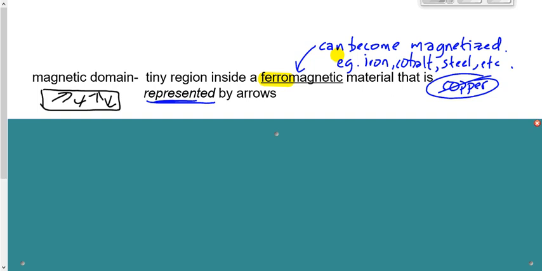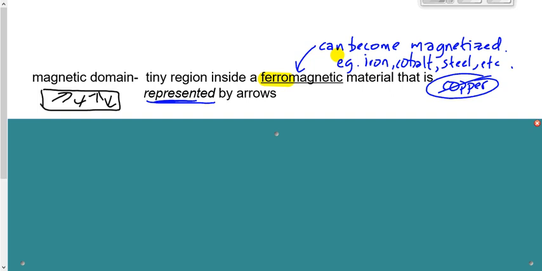So, although you wouldn't see arrows if you looked at it under a microscope, we can represent the similarities of spin with arrows. Normally, when we look at a ferromagnetic material, those domains, or those arrows that are representing the domains, are pointing in pretty much random directions. That's a non-magnetized ferromagnetic material.